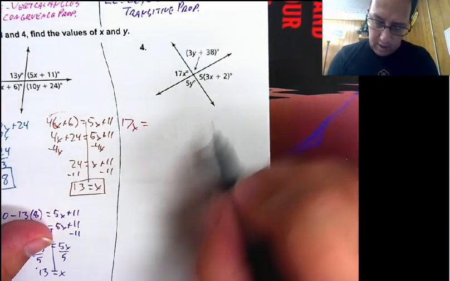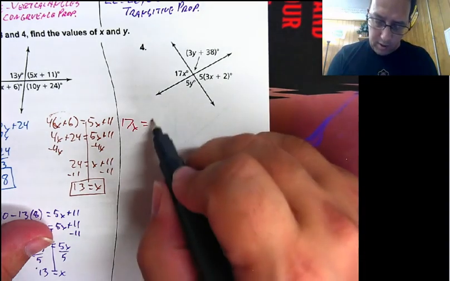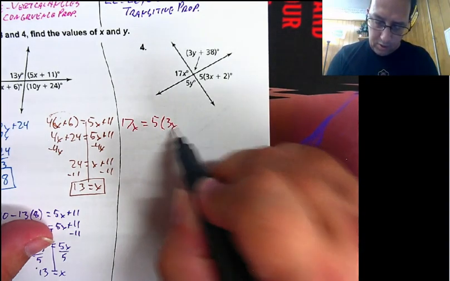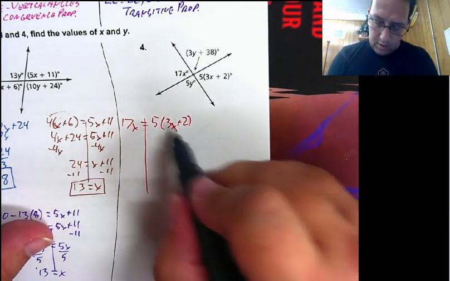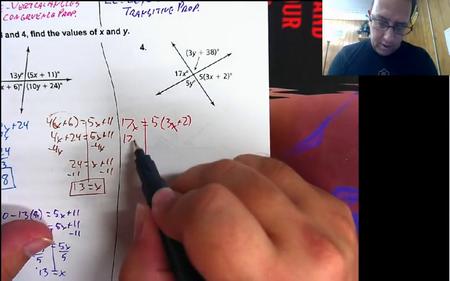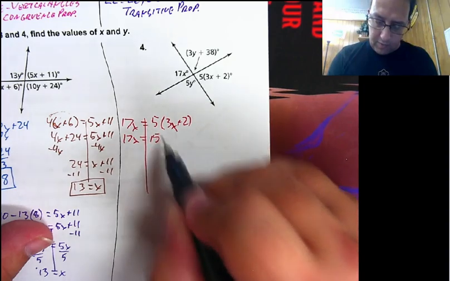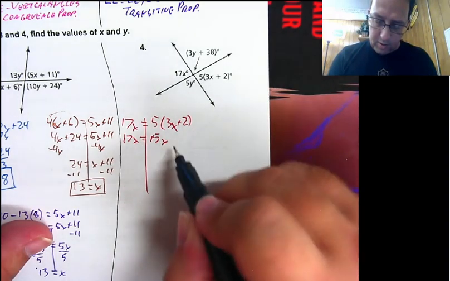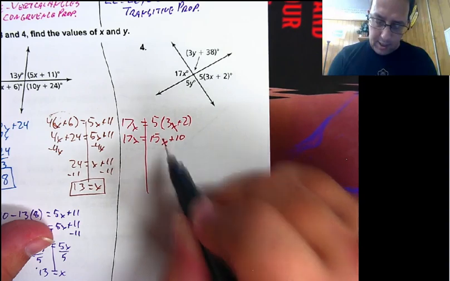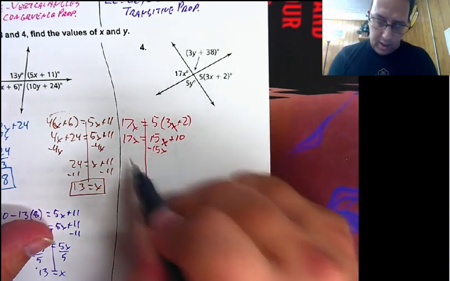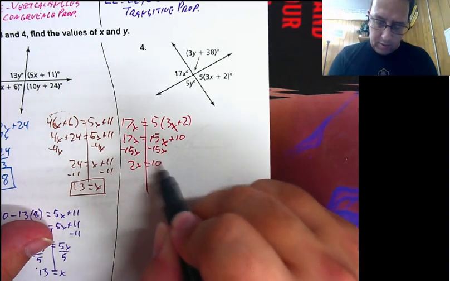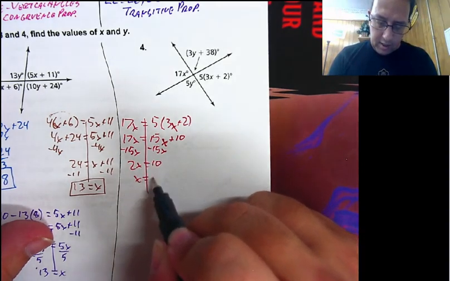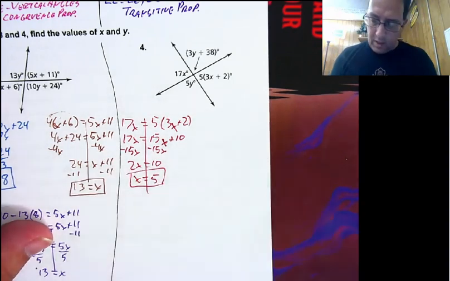17x equals, right across from it, 5 times 3x plus 2. So first we have to distribute that in. So 17x equals 15x, don't forget to distribute to the back there, plus 10. Move the 15x over, and we have 2x equals 10, divide by 2, and x equals 5.